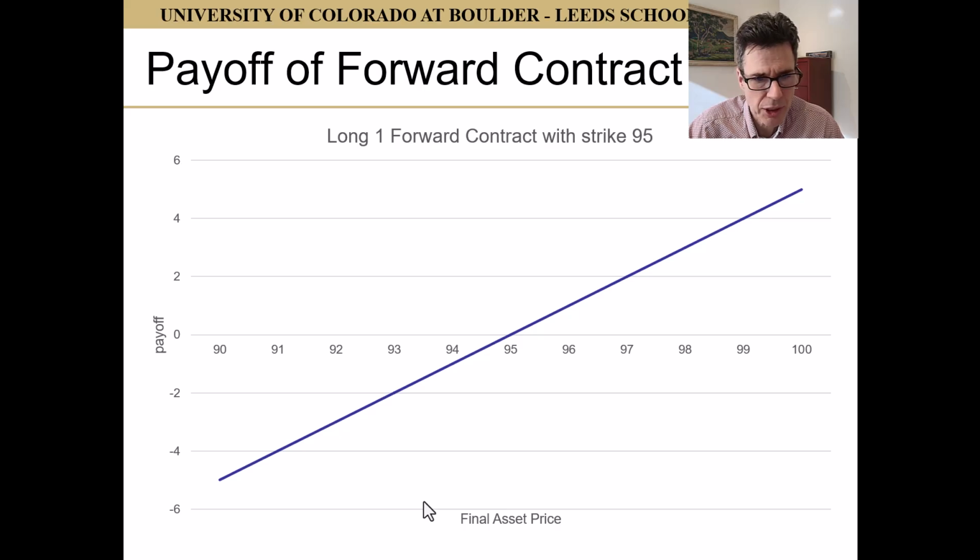Again, this is our picture. This is long one forward contract with strike 95. If the asset ends up at 95, the payoff is 0. If the asset ends up at 98, the payoff is 3. If the asset ends up at 91, the payoff is negative 4.